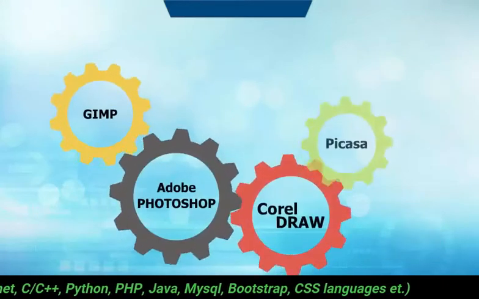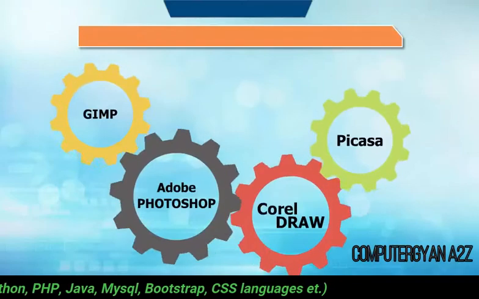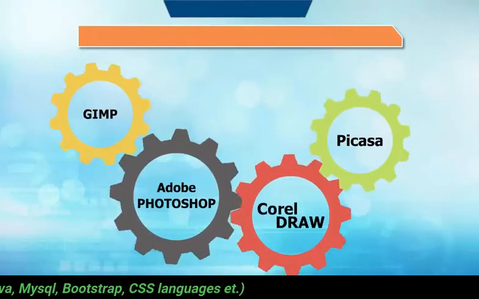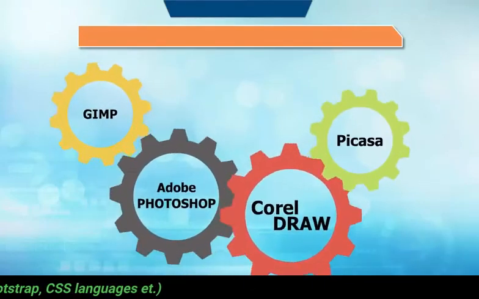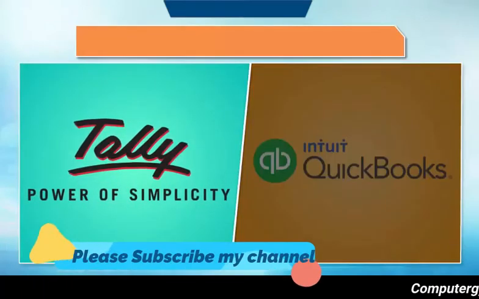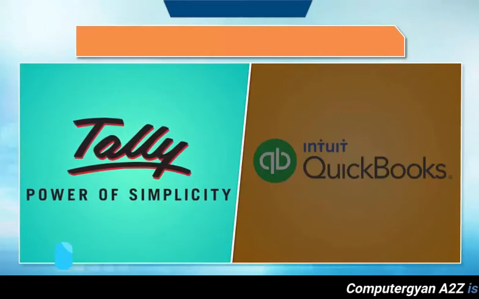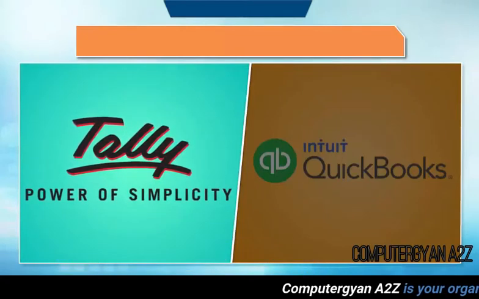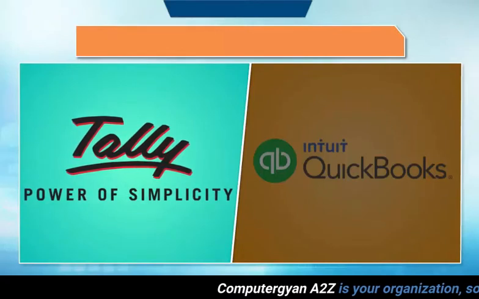For designing or editing images, desktop publishing software such as GIMP, Adobe Photoshop, CorelDRAW, Picasa, and several other options are available. Some software programs are designed to fulfill a specific requirement for specialized users. These are termed customized or tailored software programs.